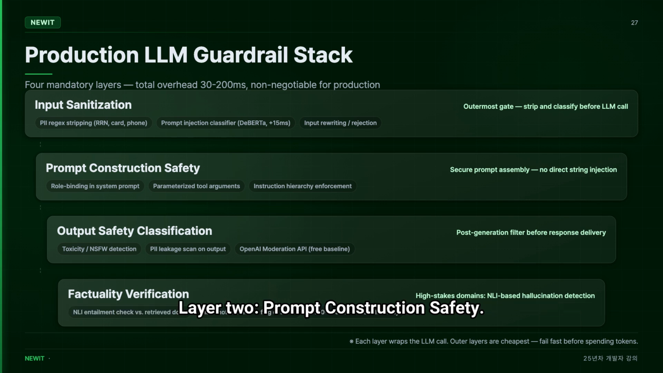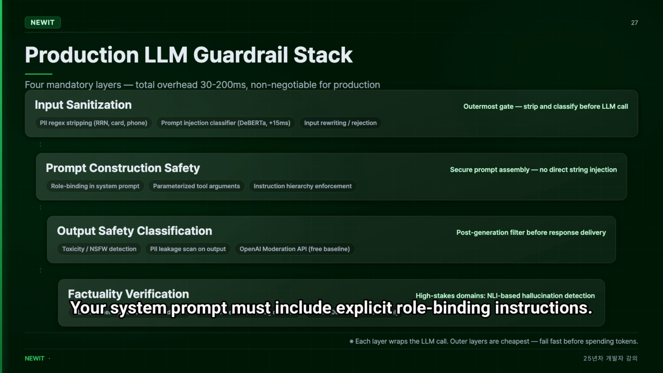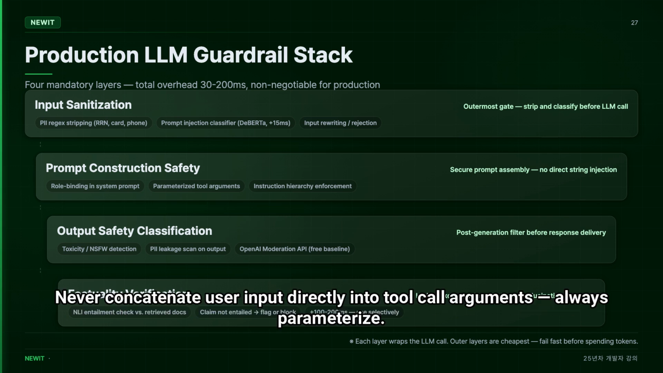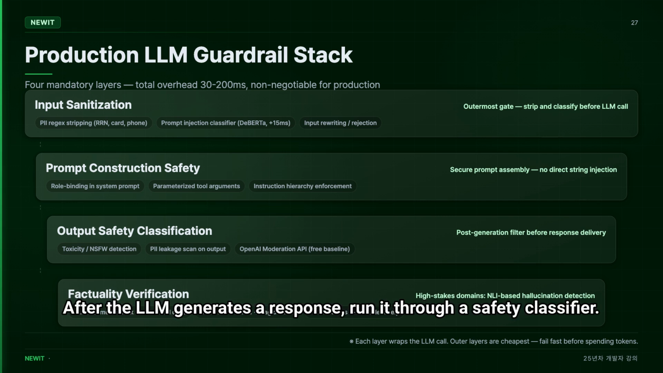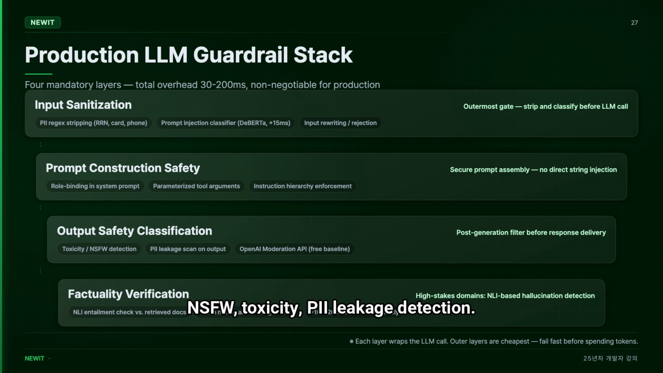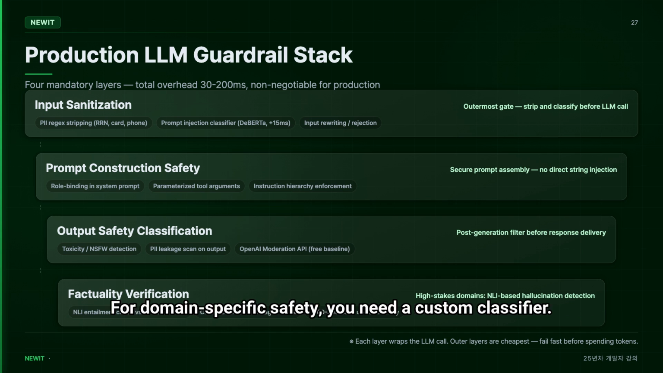Layer 2. Prompt construction safety. Your system prompt must include explicit role binding instructions. Never concatenate user input directly into tool call arguments. Always parameterize. Layer 3. Output safety classification. After the LLM generates a response, run it through a safety classifier. NSFW, toxicity, leakage detection. OpenAI's moderation API is free and covers the basics. For domain-specific safety, you need a custom classifier.